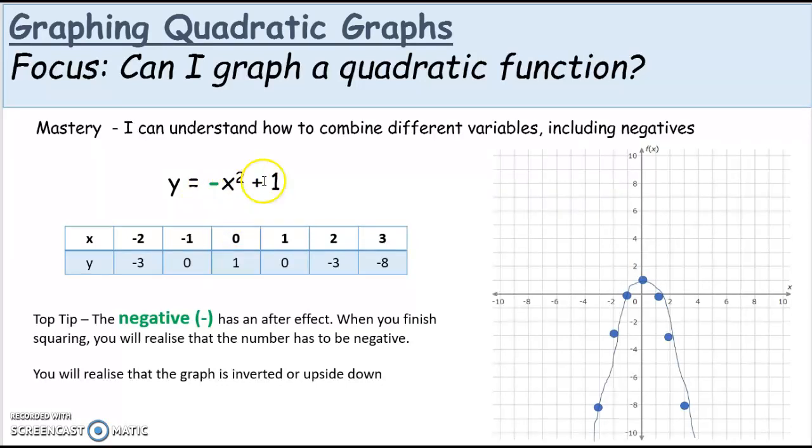So -1 plus 1 would be 0. 2 squared would be 4, but because there's a negative here, it becomes -4. Add 1 to become -3. 3 squared would be 9, -9. Add 1 would be -8. And same on the other side. Plot it, draw it, and that's it.